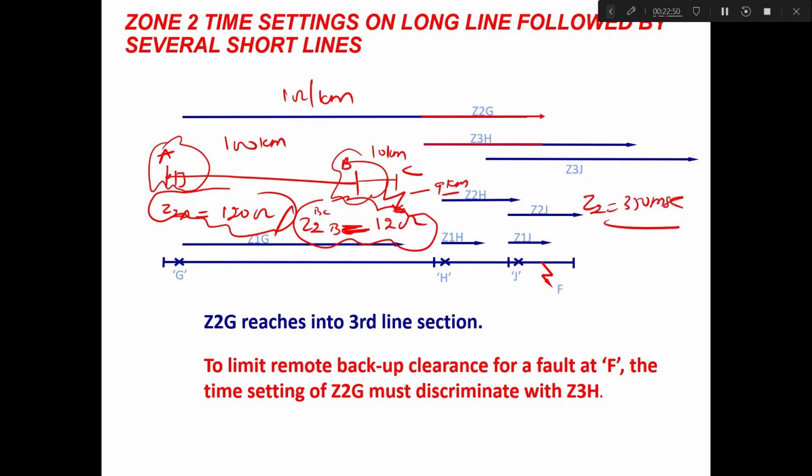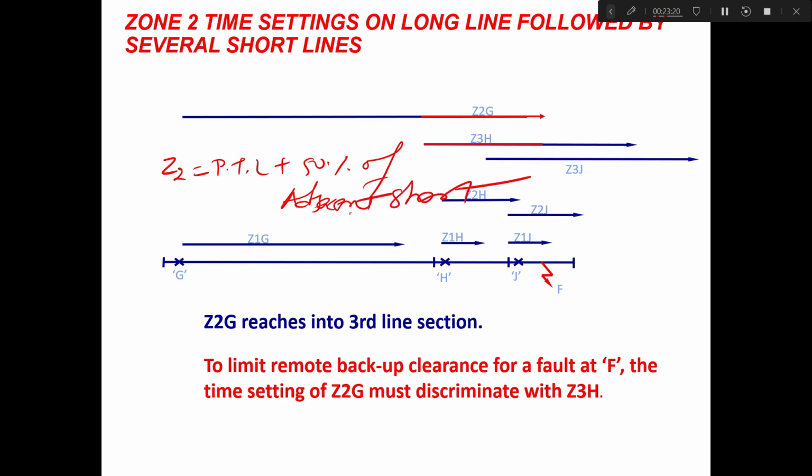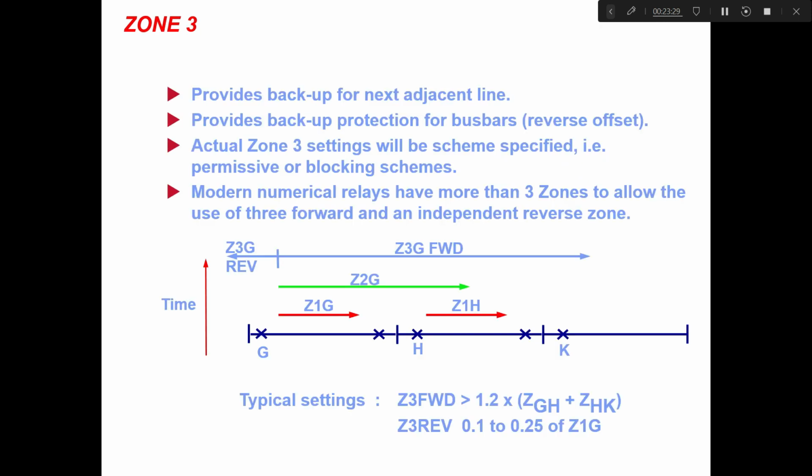But whenever there is a long line followed by a short line, then to avoid this zone 2 reaching into the next section, generally either the reach is changed. So now how is the reach decided? The reach is decided as: zone 2 will be the principal transmission line plus 50% of the adjacent shortest line. So this is one method, or what else we can do is time delay zone 2 by 500 milliseconds instead of 350 milliseconds.